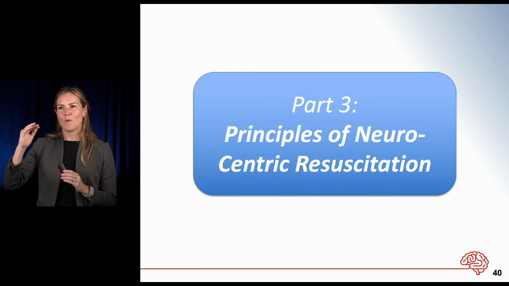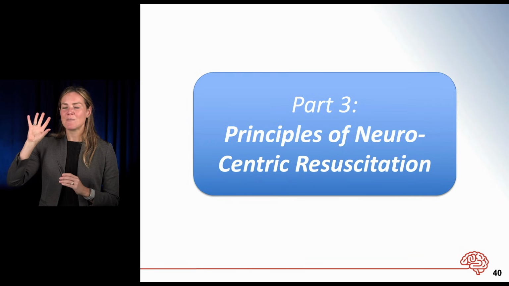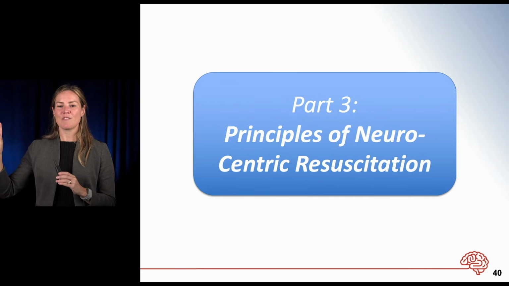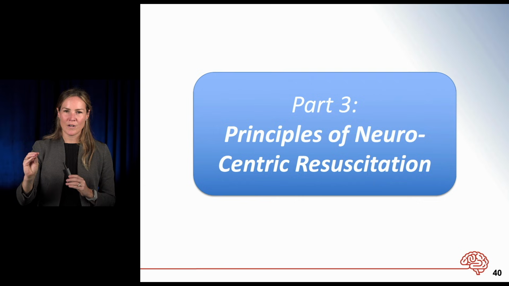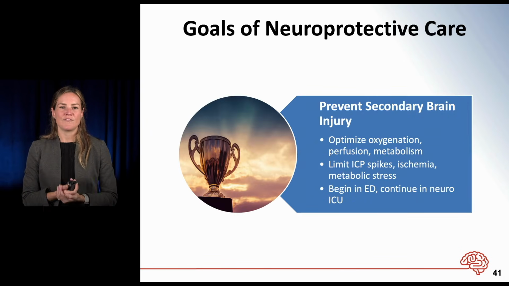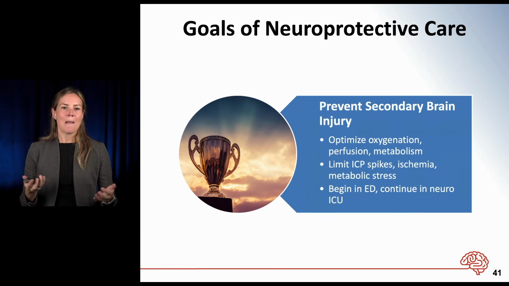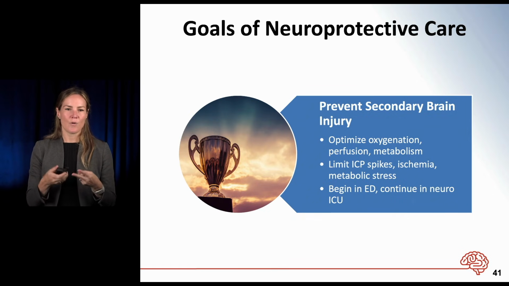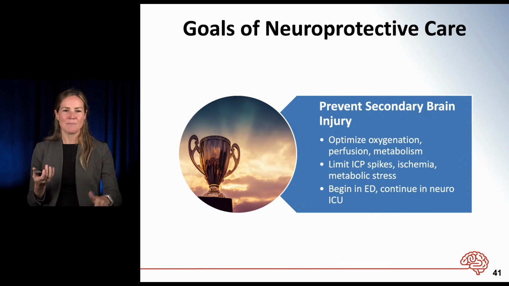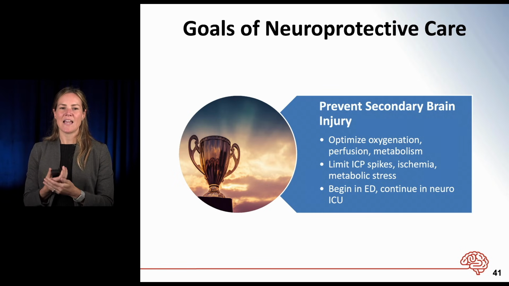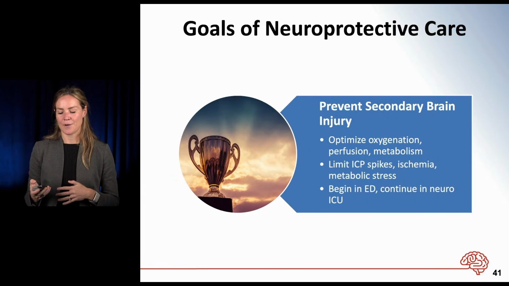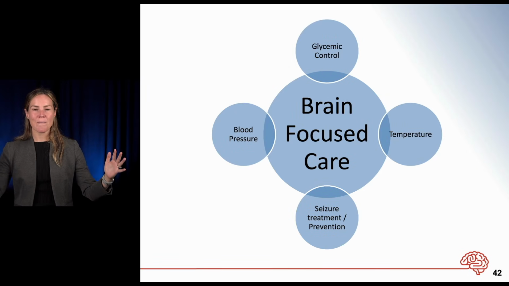So we've talked about cerebral physiology. We've talked about our tiered management of ICP. But the brain does not exist in isolation. In fact, what's going on with the rest of the body is really important for brain-centric care. And so our goal of neuroprotective care is to prevent secondary brain injury by optimizing oxygenation, optimizing perfusion, and making sure the brain's metabolism is supported. We're limiting the ICP spikes, we're preventing secondary ischemia, and this begins in the ED and continues through recovery in the neuro-ICU.